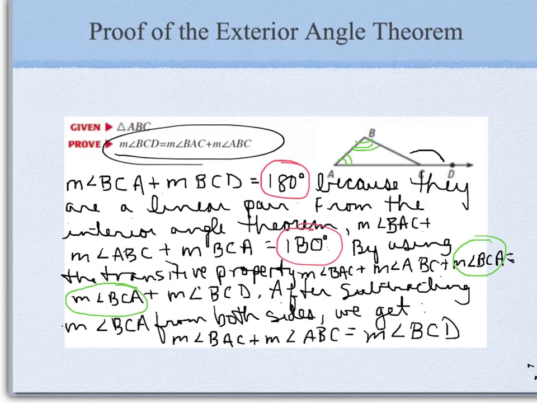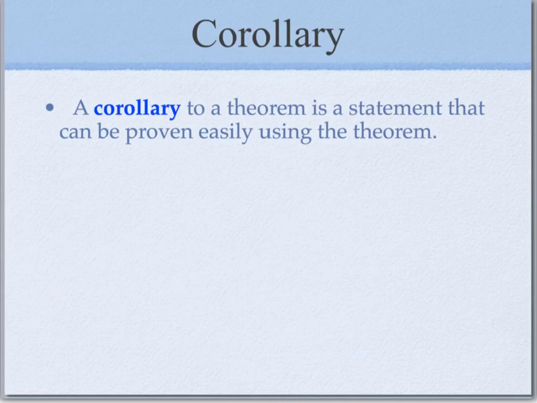All right, let's move on to the last thing I want to talk about. The last thing I want to introduce you to is what's called a corollary. A corollary to a theorem is a statement that can be proven easily using the theorem.